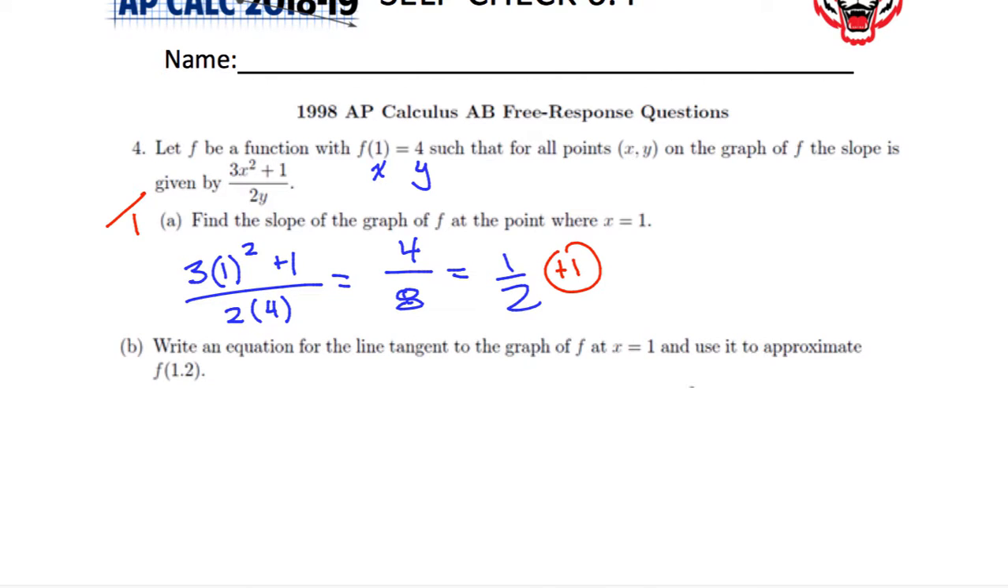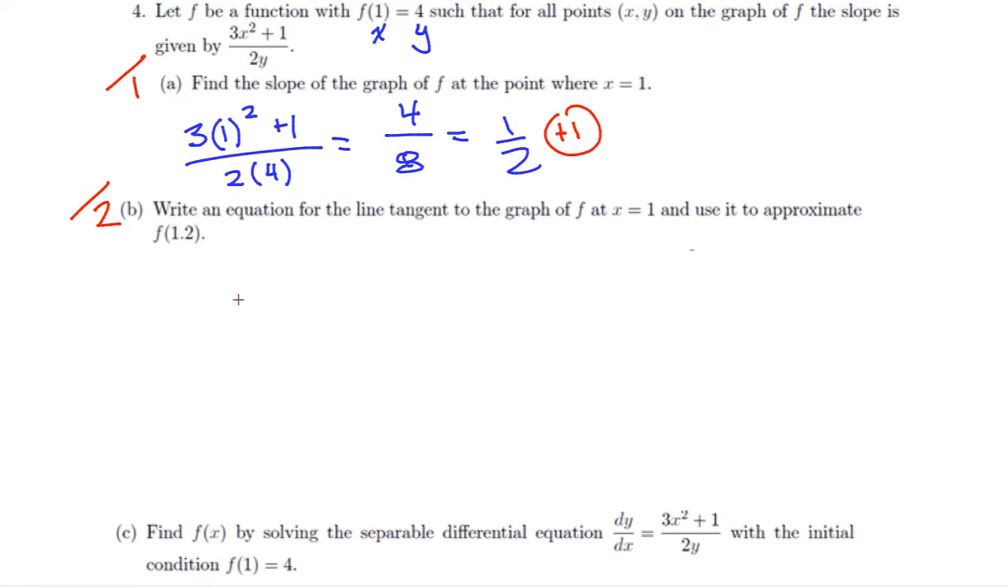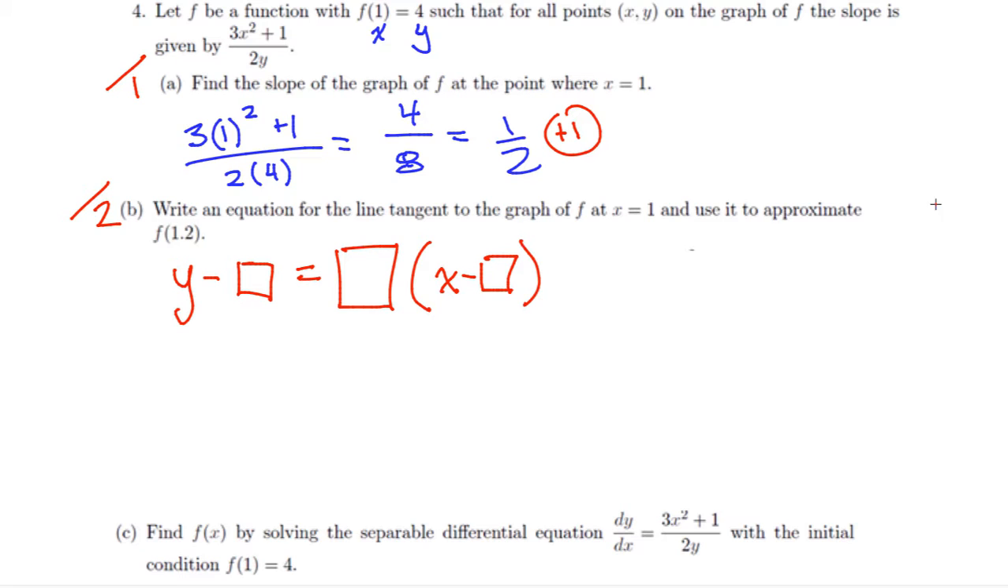Part B is all out of 2 points. Write an equation of the line tangent. So it's going to be that y minus y1 is equal to the slope times x minus x1. And we know what goes in here. Let me change the color. I want that to be in blue.